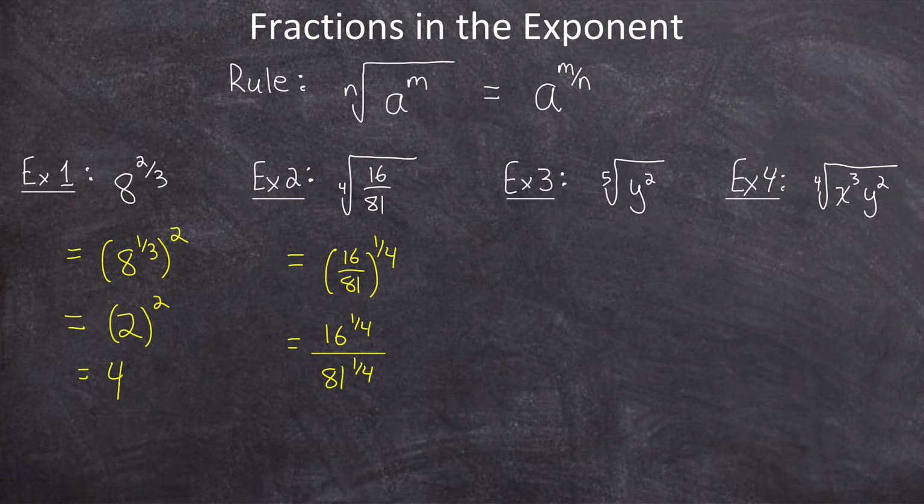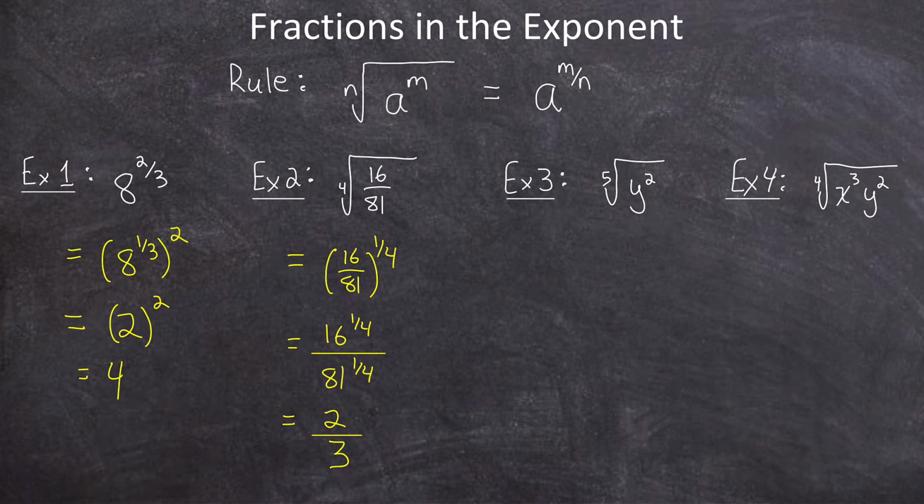Well, 4 factors of 2 multiplied together is 16, so my numerator is 2. And in the denominator, 4 factors of what number multiplied together is 81. Well, 3 times 3 times 3 times 3 is 81, which means 81 to the power of a quarter is 3. So the 4th root of 16 over 81 is 2/3.